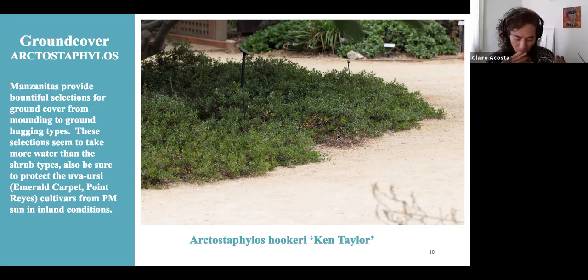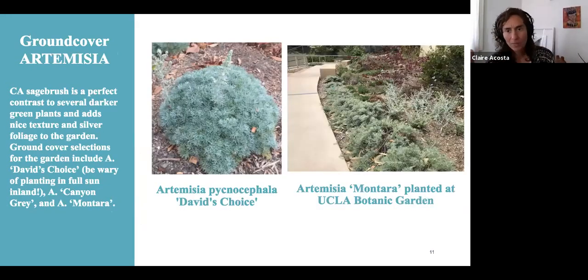But moving on, Artemisia. Artemisia, you probably know Artemisia californica as a shrub. It's that very aromatic, lovely, kind of silvery toned plant. But in terms of ground covers, we have all the Artemisias, California sagebrush, they really are a great contrast for like the darker greens, and they have this lovely kind of texture and the silvery foliage, and they smell amazing. But ground covers, like we have Artemisia pycnocephala, like David's Choice, which also doesn't really want to be in full sun inland. And actually the ground covers of Artemisia are a little more, I would say, like prefer a little less heat.